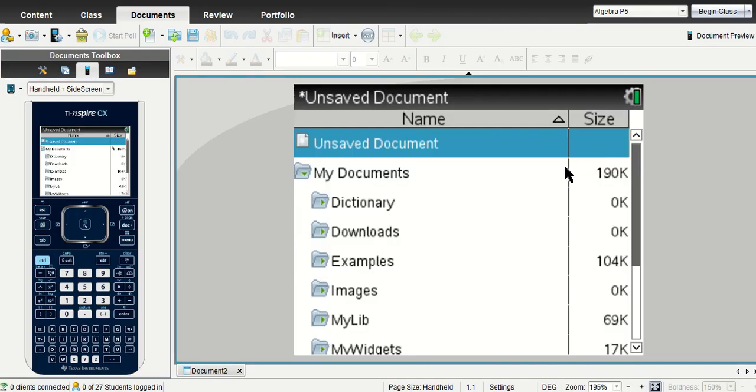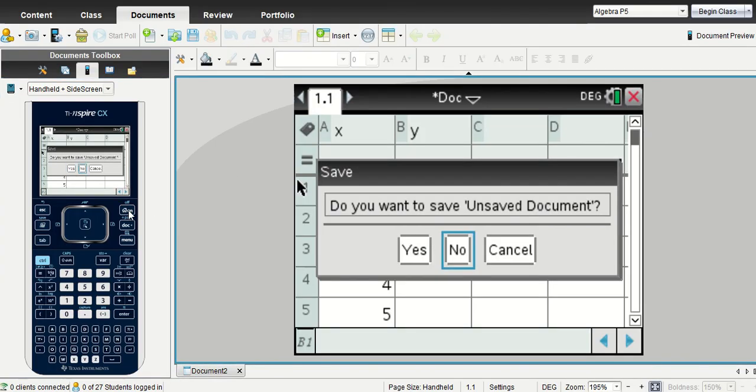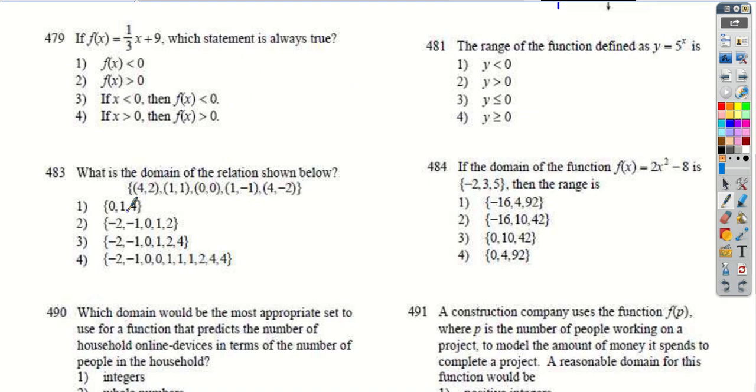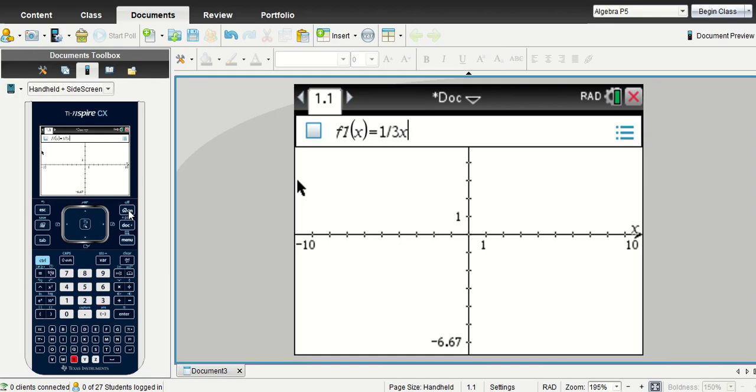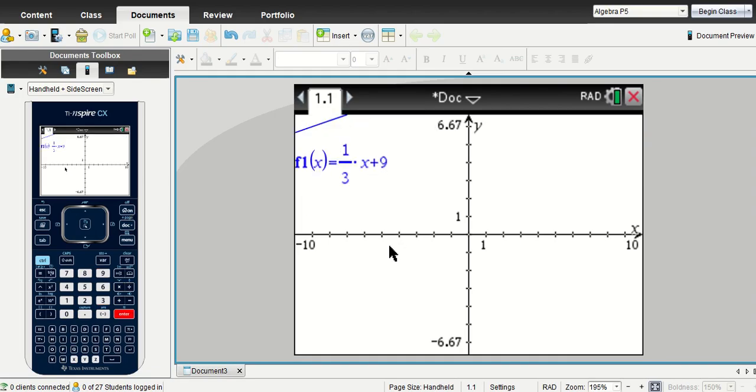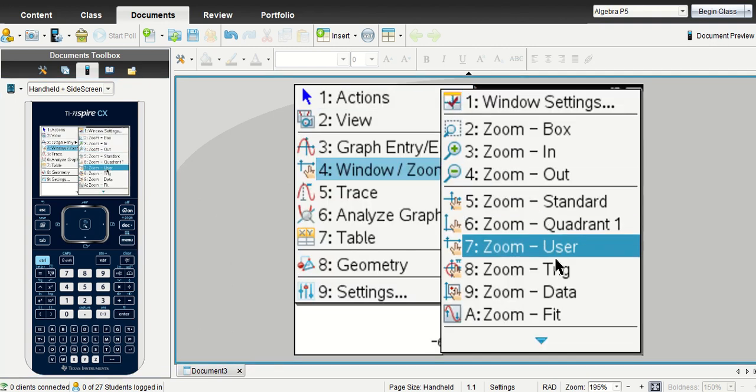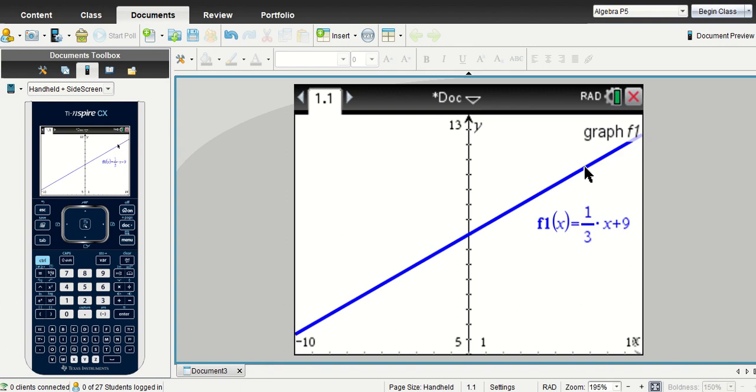So we're gonna go new document, okay? We won't save, open a graph, and we're gonna type in that fraction. So 1/3 x plus 9, there's our graph. Remember, if we can't see it all the way, we're gonna go to menu, zoom, and then fit, and there's our graph. So you can see it's decreasing.